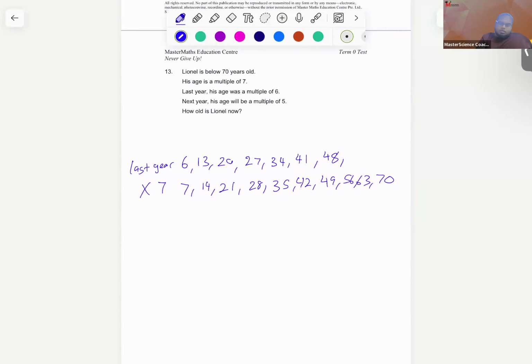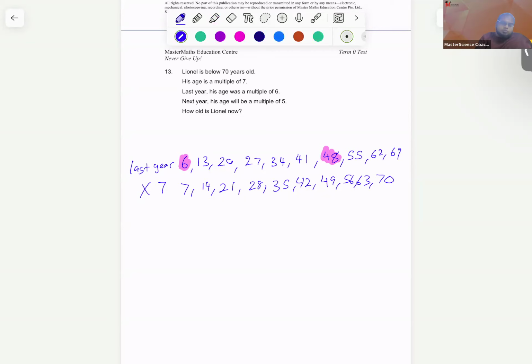Only 42? Huh? 41. No, I minus 1. 55, 62, 69. Now, they say last year his age was a multiple of 6. So, from here, I can try to find those that are multiple of 6 first. Okay, so I got 1 here, 6. Where else is a multiple of 6? 48. Only these two, right?